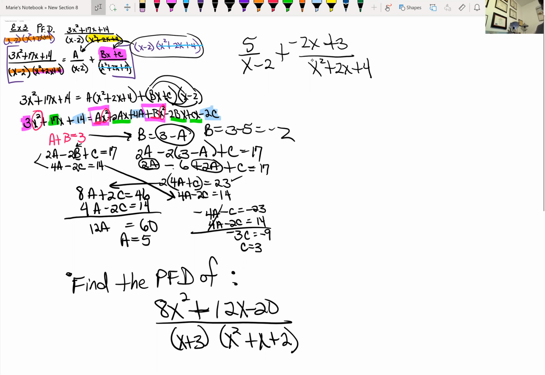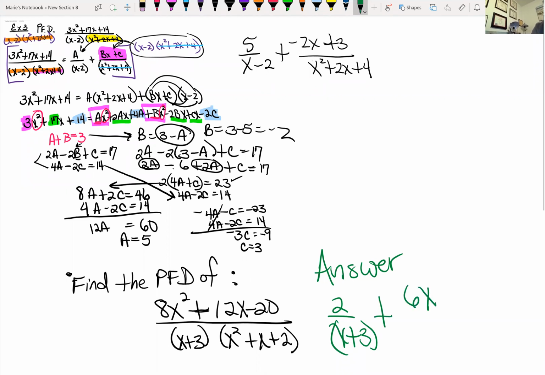All right, for those of you that are almost done, let me give you the answers, and then we'll talk about whether or not you think you got this process correct. So you should have 2 over x plus 3 plus 6x minus 8 all over x squared plus x plus 2.